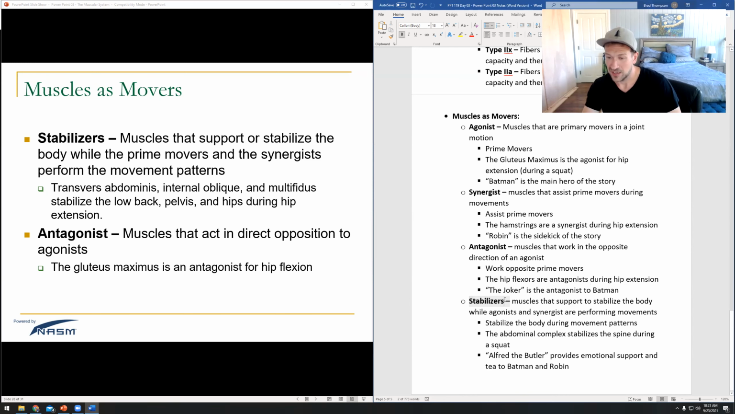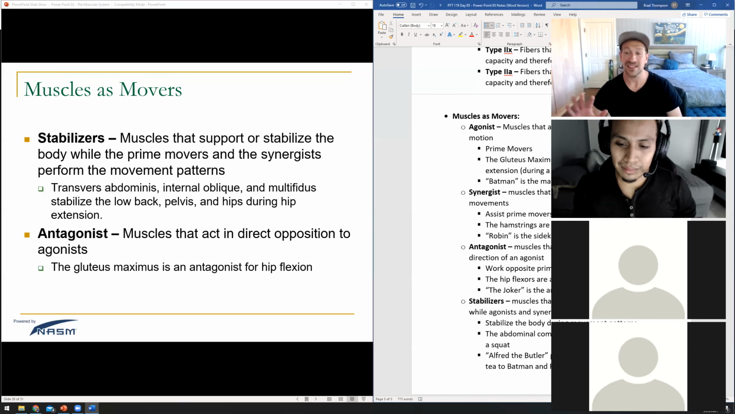And then we've got stabilizers. Stabilizer muscles are there to support the body. Sometimes you say stabilizers, fixators, whatever. They're there to support the body and stabilize it, while the agonists and the synergists and the antagonists are actually creating all this motion. They're there to stabilize everything and hold it in place. Like your abs, the abdominal complex, is a great example of a stabilizer because it's holding your spine in place while you're doing squats. You can think of this as like Alfred the butler. He's providing emotional support, tea and crumpets. So he's there to help.